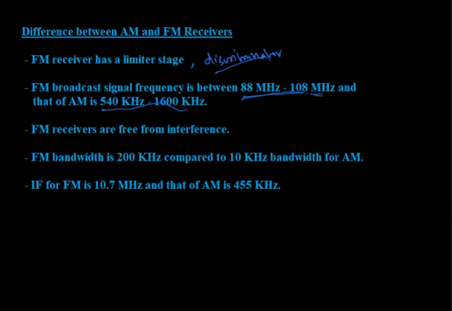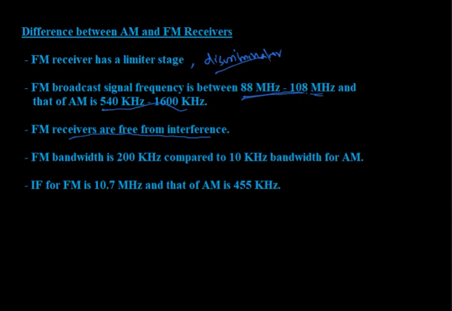Another difference is that the FM receiver has a limiter stage, so it limits the amplitude modulations. All the noises are in the form of amplitude modulations, so the limiter stage removes the amplitude modulations, or the noises, in the circuit, so we will have less interference. We can say that frequency modulation receivers are free from interference. That is a very important thing in the case of the FM receiver.